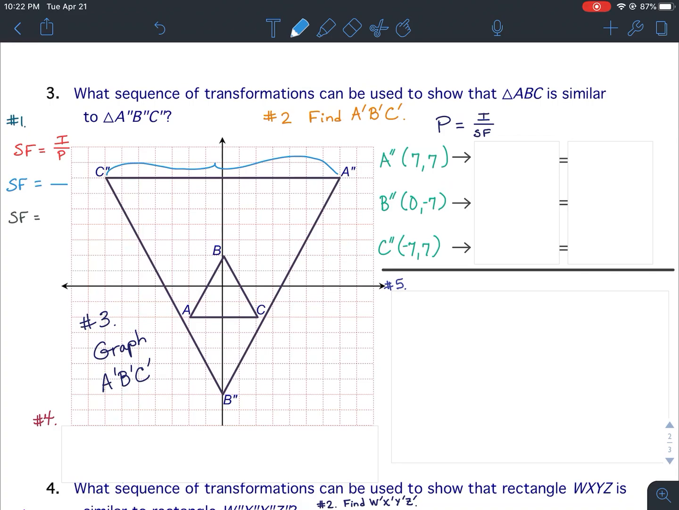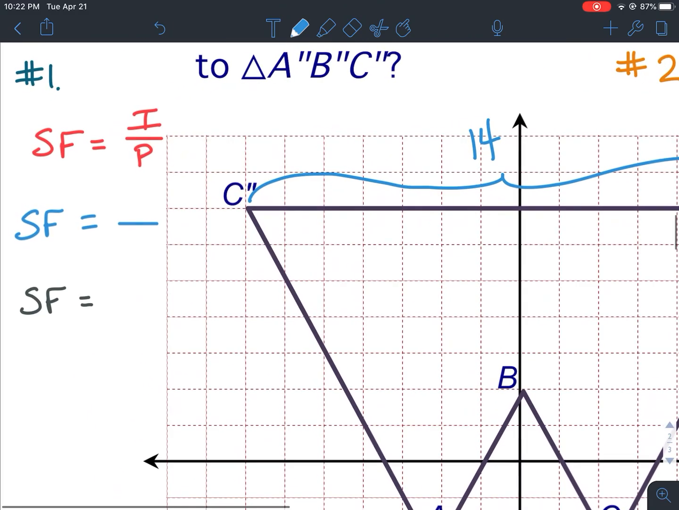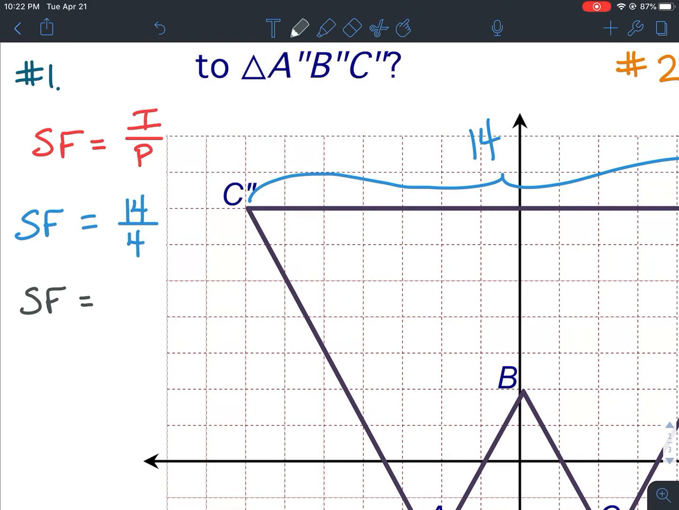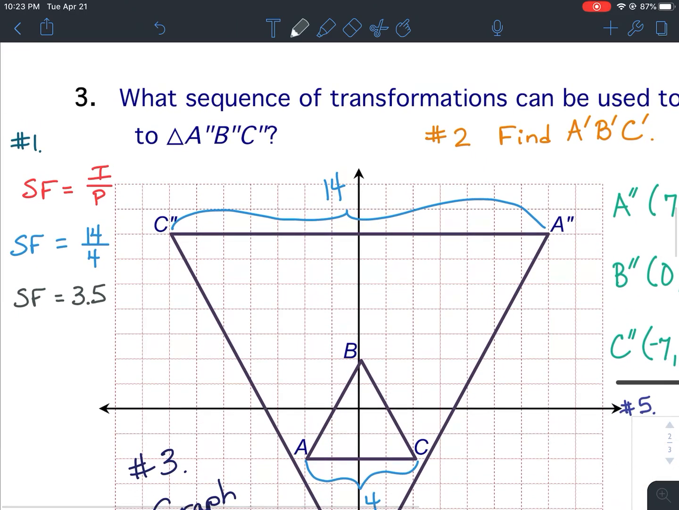The length of A double prime, C double prime is 14 units. So the corresponding side would be AC, which is 4 units. So to find my scale factor, I'm going to take 14 divided by 4. Well, if you take 14 divided by 4, it doesn't divide out evenly. So you can either write it as a fraction, but let's go ahead and write it as the decimal. So 14 divided by 4 would be 3.5. So our scale factor for question number 3 is 3.5.